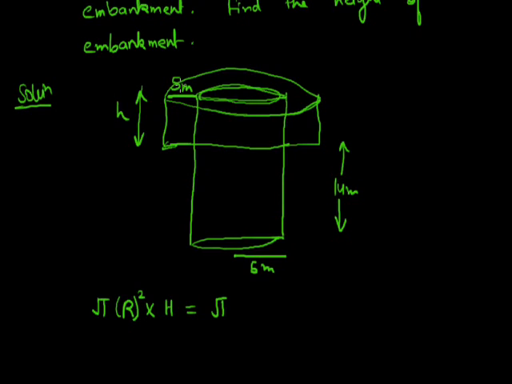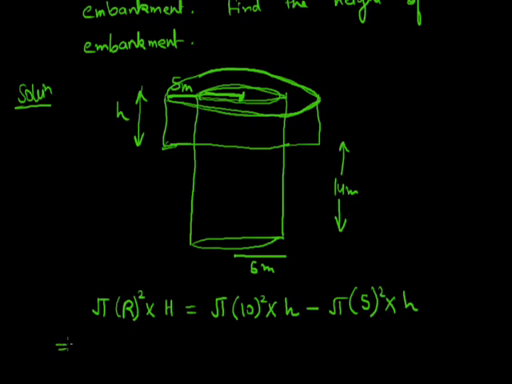Now when we take this outer cylinder, the radius of this outer cylinder will be 10 meter, because 5 meter is the width of the embankment, and 5 meter is the radius of the inner cylinder. So the radius of the outer cylinder is 10 meter. So pi r square, that is 10 square, into h, that is small h, minus pi r square. In this case we need to subtract the volume of the inner cylinder, and the inner cylinder radius is 5 meter. So it means pi 5 square into h, that is small h.